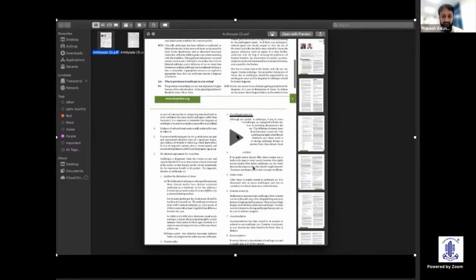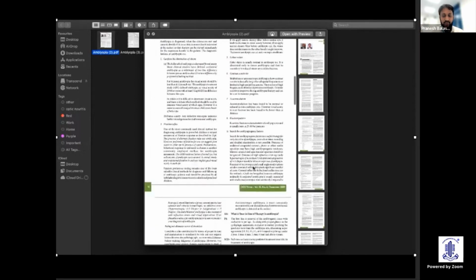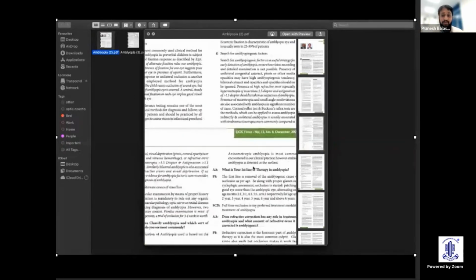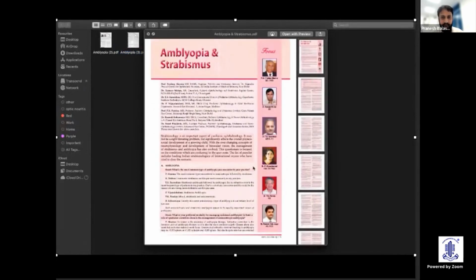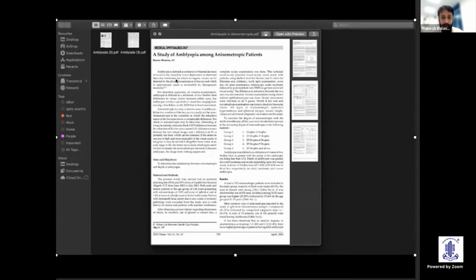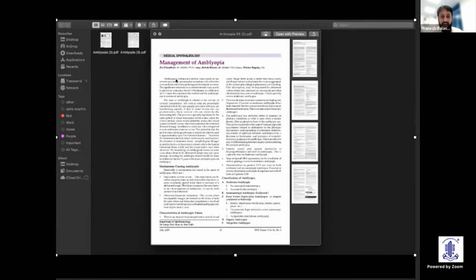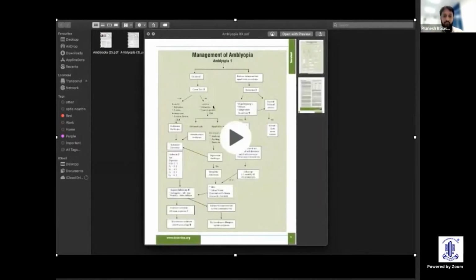And you can see here, we shared a number of documents for the students, and look at the variety of the documents we shared. There's one document which is a study. There's one document which just had the Q&A, and there's one document which has just the algorithm or a mind map of amblyopia. So a variety of materials shared with the students before the class.